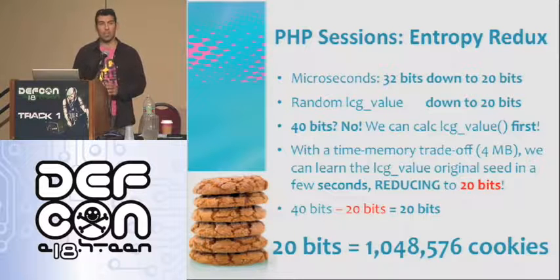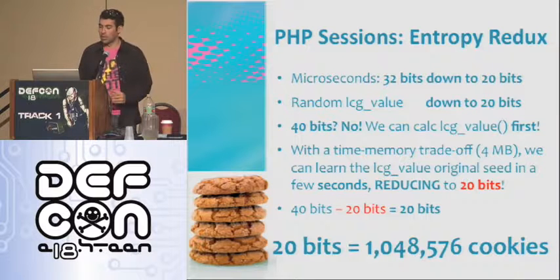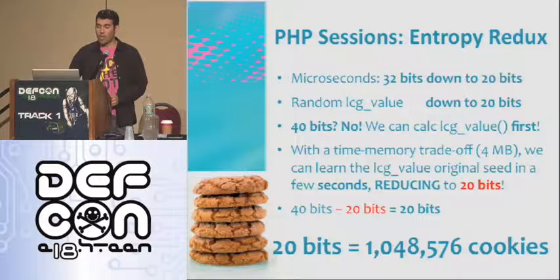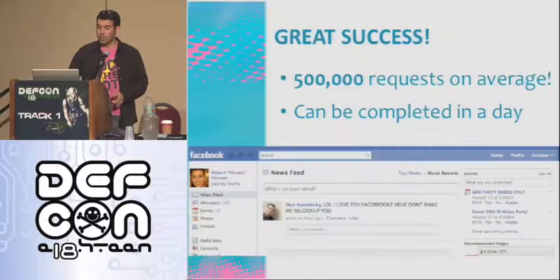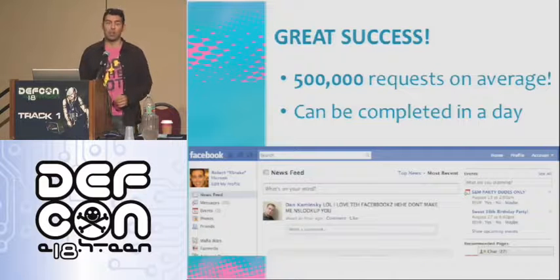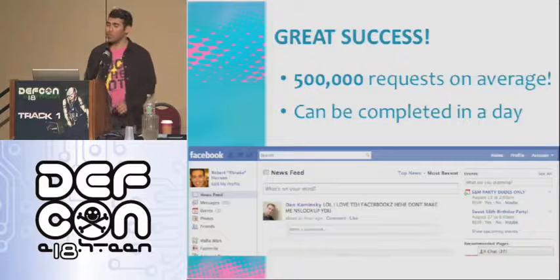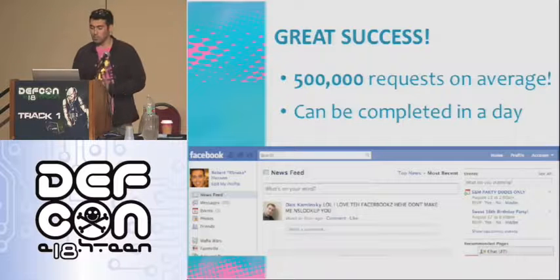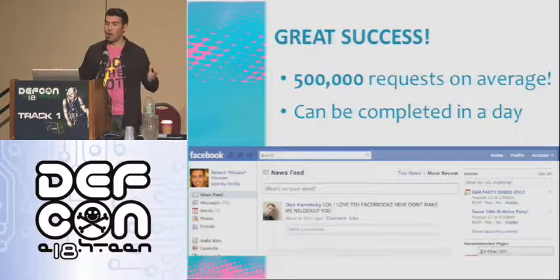The 20 bits of entropy from the microseconds that the user authenticated their cookie. That's 1 million cookies. On average, we'll be able to log in as him with 500,000 requests, which we can easily do in a day. 500,000. So I've done it. I've become R-Snake.